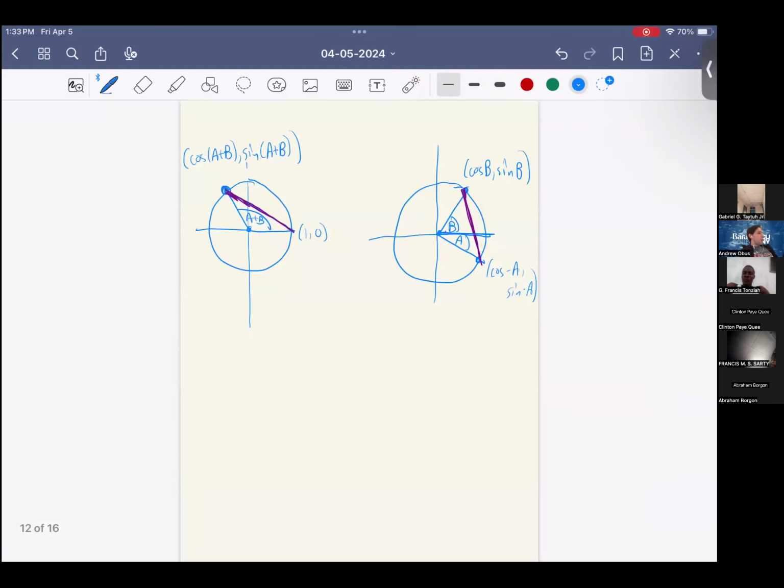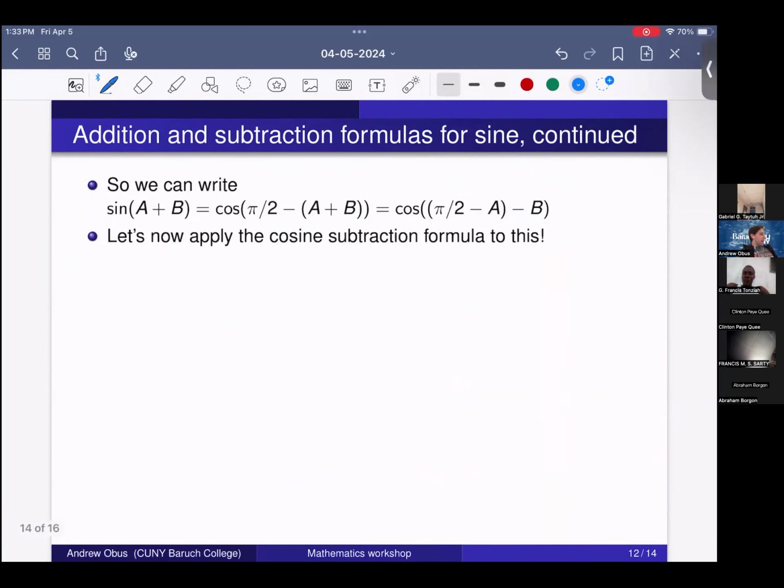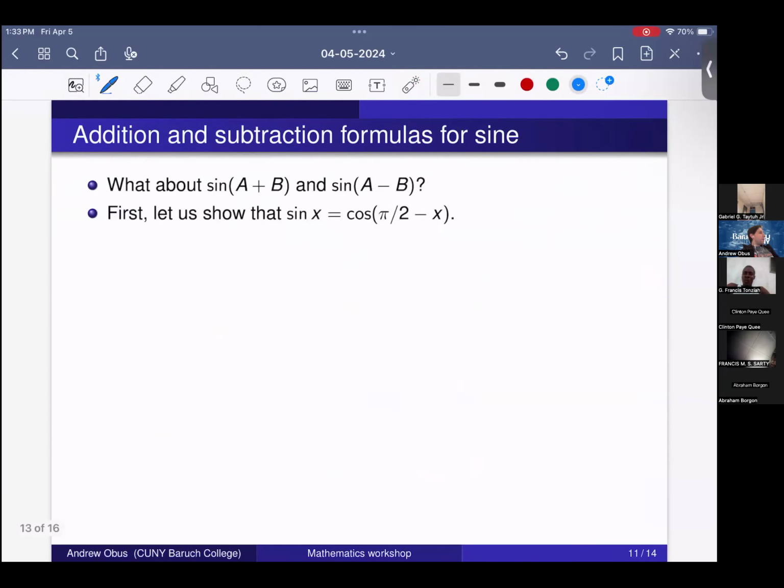Okay. So let's do maybe one more formula today. We want formulas for sine also, right? So how do we get a formula for sine? Well, we could do a unit circle derivation also. You'd have to use the point 0, 1 instead of the point 1, 0, but let's just derive everything from this cosine formula. It would be nice to have a formula for sine of a plus b and sine of a minus b, right? So first, let's just prove that sine of x equals cosine of pi over 2 minus x. This is going to be easy because we can just use the subtraction formula.